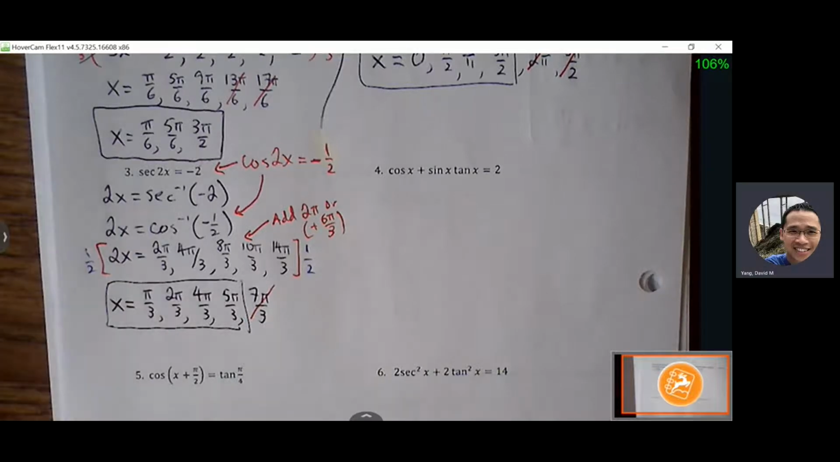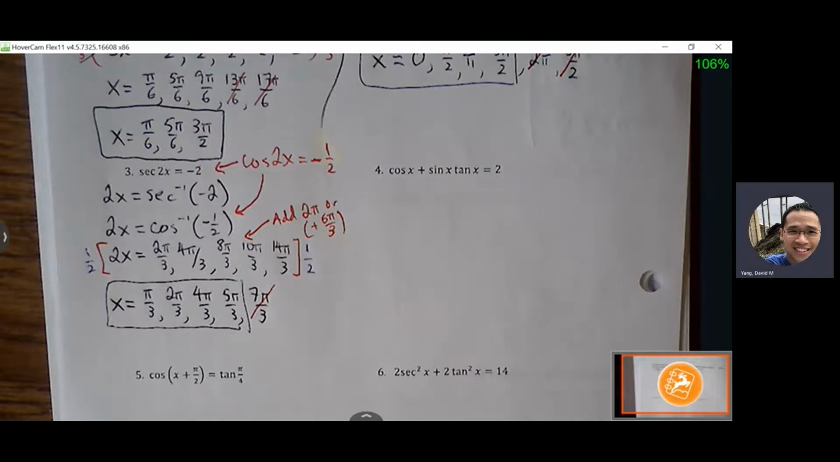Okay, 4, 5, and 6 is more review from previous days. But this multiple angle strategy will come up on the next page. So go ahead and go through 4, 5, and 6, and I'll follow up with the working it out behind you, so you can check your answers.